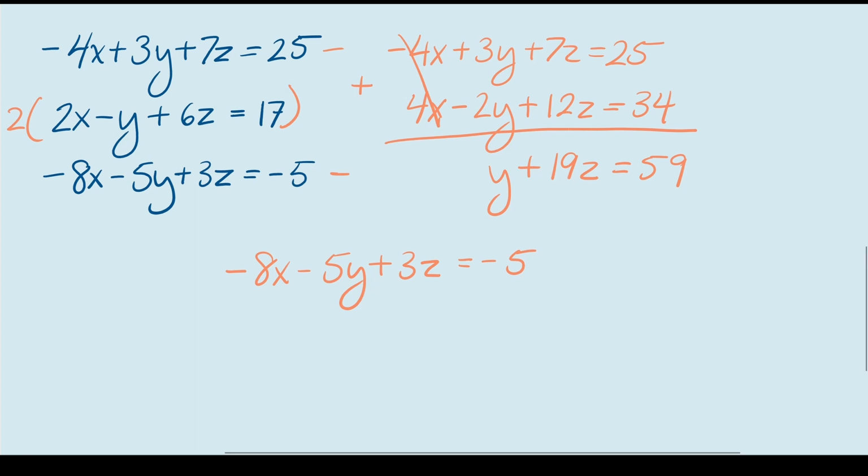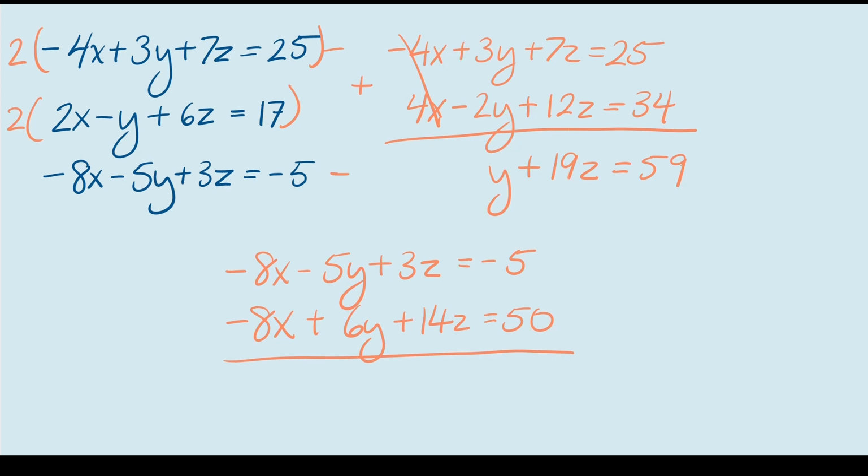Now for equation 1, I'm going to multiply it by 2, because once again, I want to get a negative 8x here. So 2 times negative 4 is negative 8x. 2 times 3y is positive 6y. 2 times 7z is positive 14z. And 2 times 25 is 50. So like I said earlier, we have two negative 8x terms. If we want to get rid of them, we can subtract these equations from one another, which will get rid of these terms.